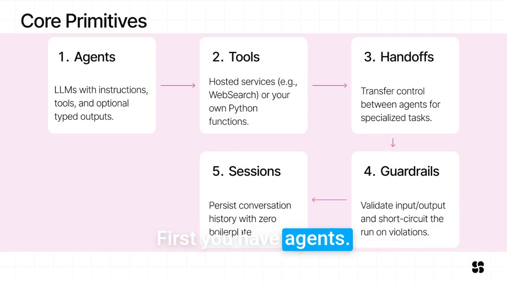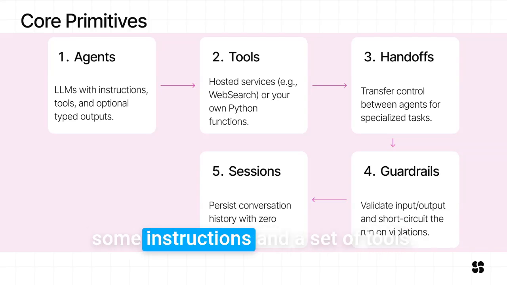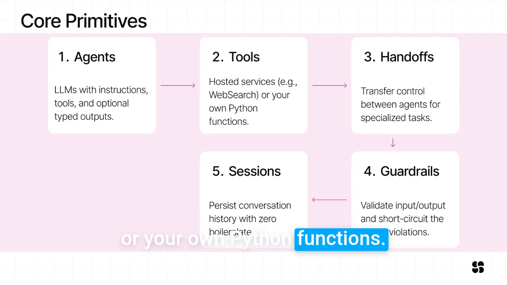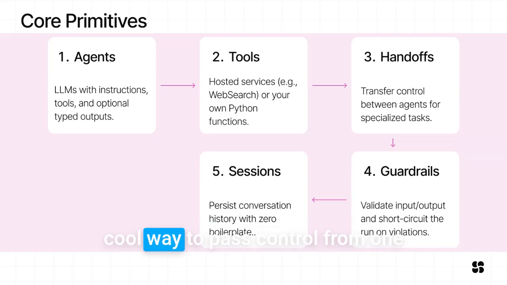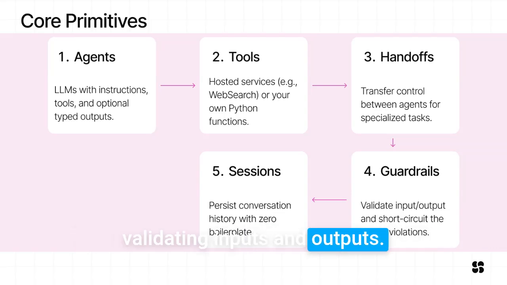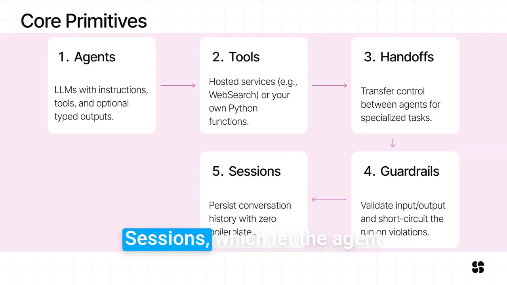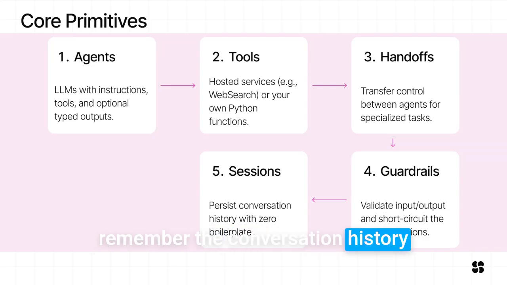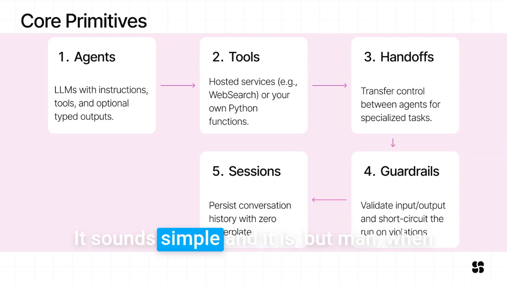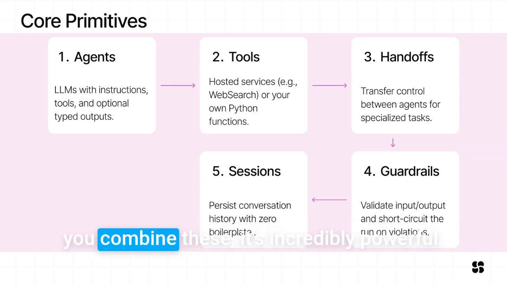First, you have agents. That's basically just your LLM with some instructions and a set of tools. Next, the tools themselves. These can be hosted services or your own Python functions. Then there are handoffs, which is a cool way to pass control from one specialized agent to another. Guardrails, that's your safety net for validating inputs and outputs. And finally, sessions, which let the agent remember the conversation history with zero extra work from you. That's it. That's the whole model. It sounds simple, and it is, but man, when you combine these, it's incredibly powerful.